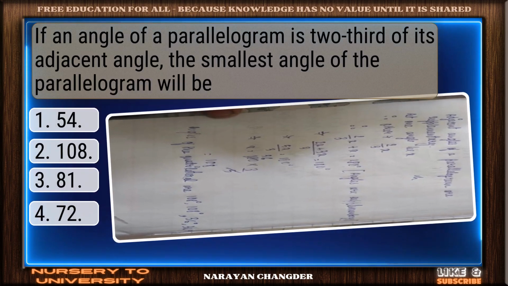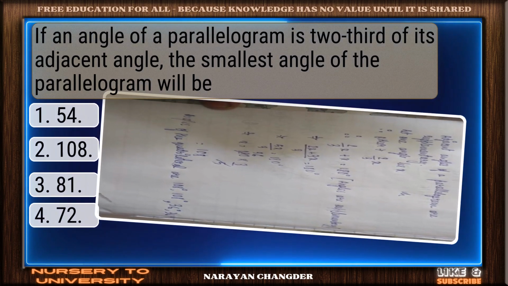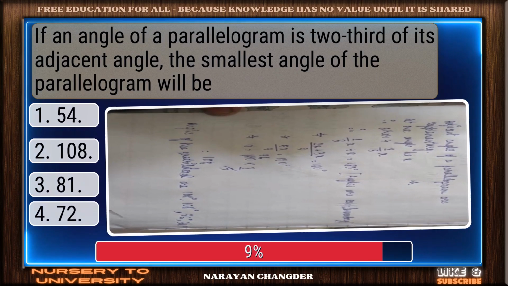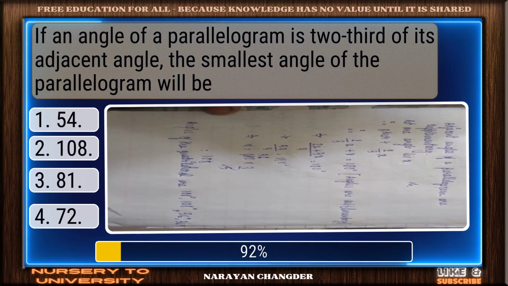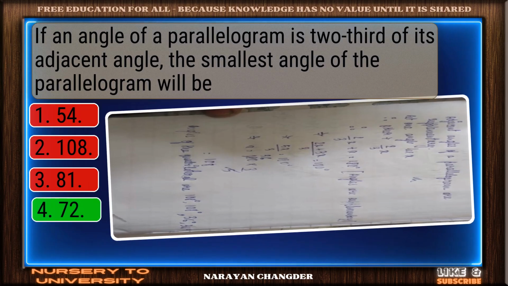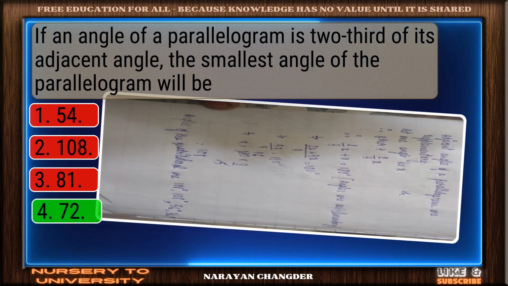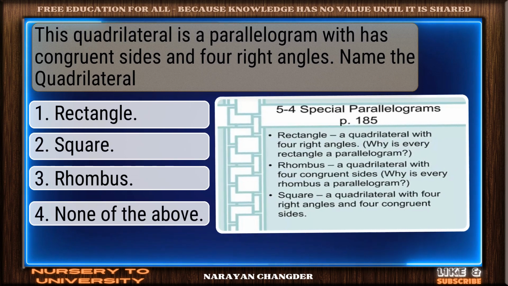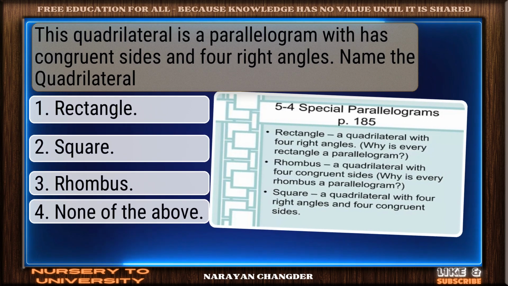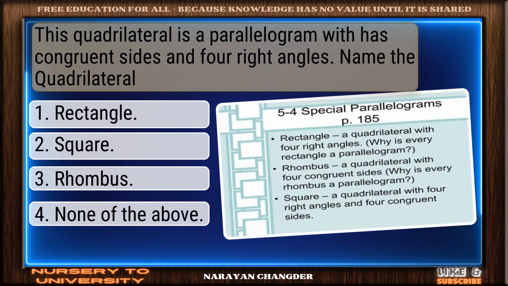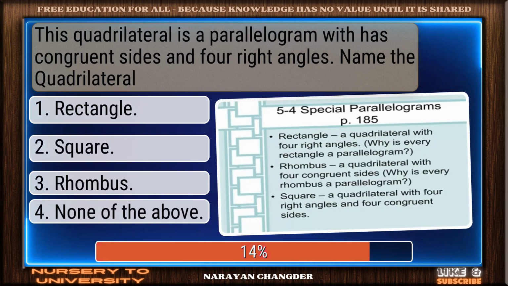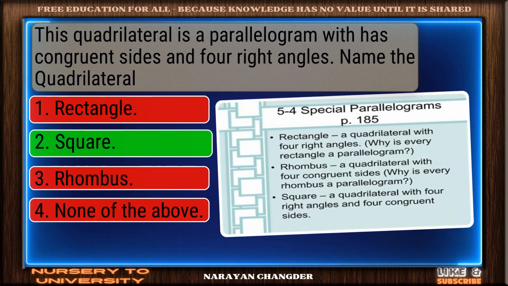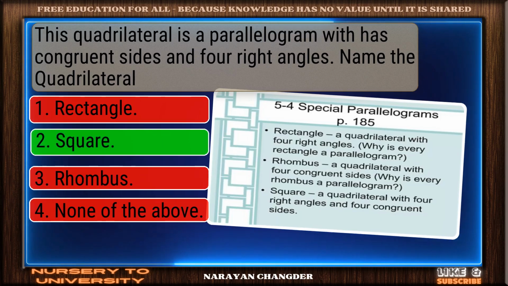Question number 40. If an angle of a parallelogram is 2/3 of its adjacent angle, the smallest angle of the parallelogram will be? Correct response. 72 is the most accurate answer. Question number 41. This quadrilateral is a parallelogram which has congruent sides and 4 right angles. Name the quadrilateral. Sharp thinking. Square is the right choice.